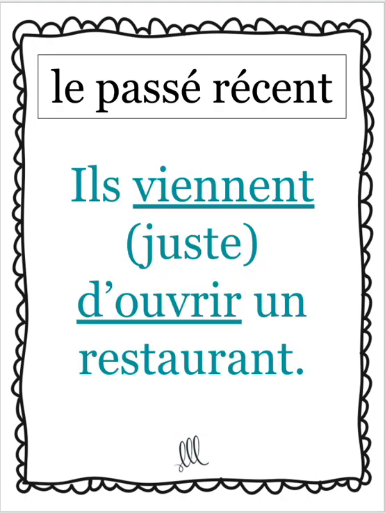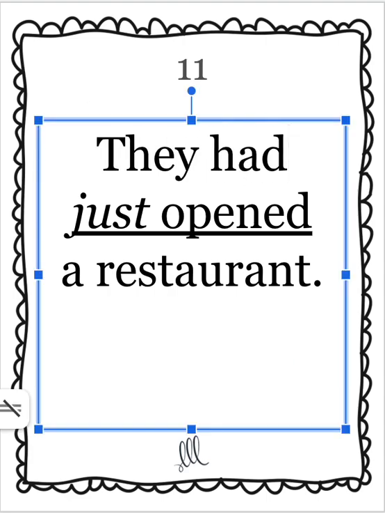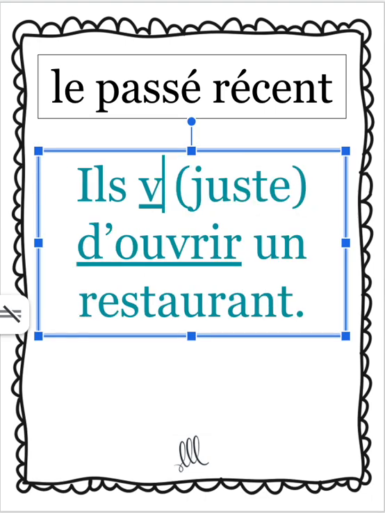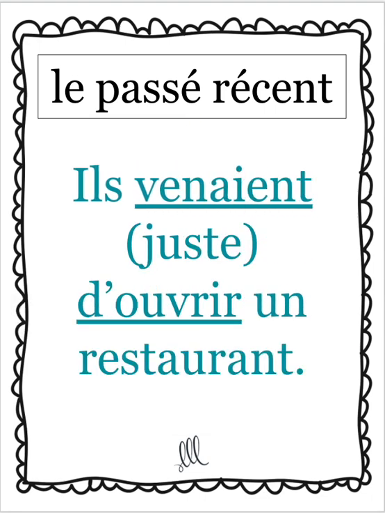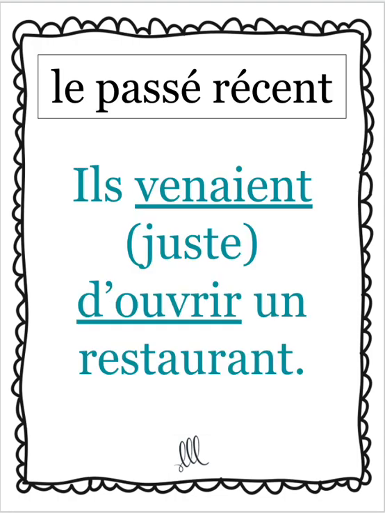So, they just opened a restaurant: I'm going to use the present tense form of venir. They just did it. But if they had just done it at some point in the past, then that's when we put venir in the imperfect. Comme ça. D'accord? And I did that on purpose so you could see the had, because I know that's confusing sometimes.